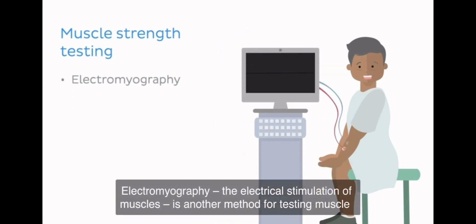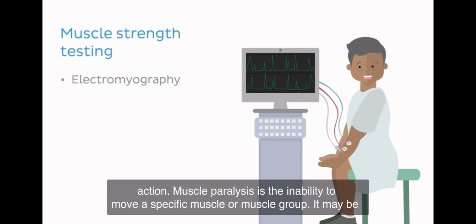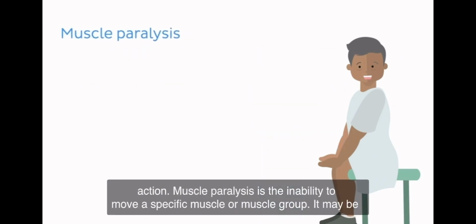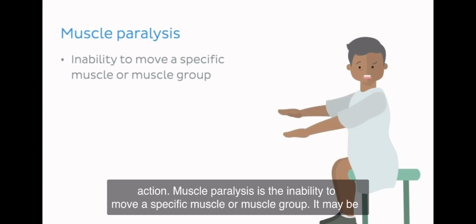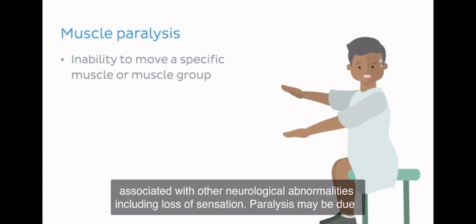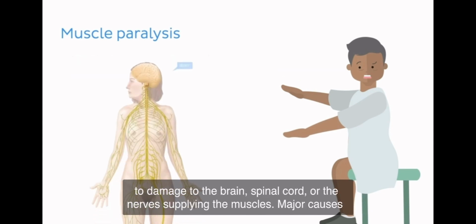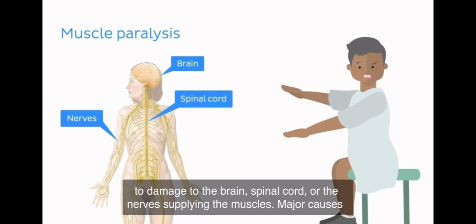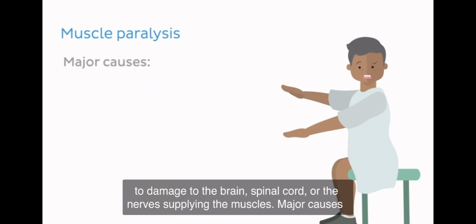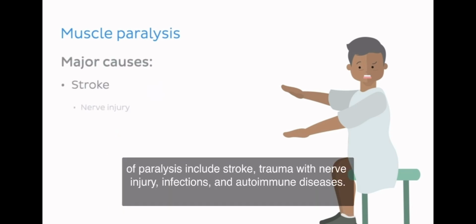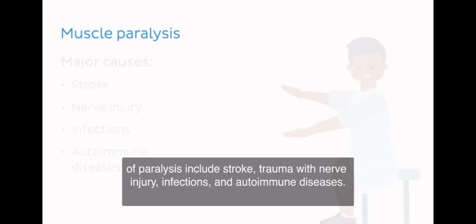Electromyography, the electrical stimulation of muscles, is another method for testing muscle action. Muscle paralysis is the inability to move a specific muscle or muscle group. It may be associated with other neurological abnormalities, including loss of sensation. Paralysis may be due to damage to the brain, spinal cord, or the nerves supplying the muscles. Major causes of paralysis include stroke, trauma with nerve injury, infections, and autoimmune diseases.